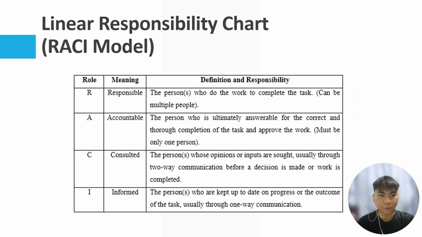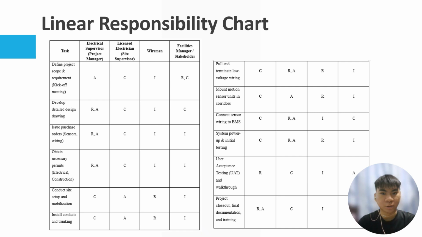These tables show the RACI model for the linear responsibility chart. R stands for responsible, A stands for accountable, C stands for consulted, and I stands for informed. This is the project linear responsibility chart. On the top are the electrical supervisor, licensed electrician, wireman, and stakeholder. Inside the table we can see the responsibility of each party in each task or each phase of work.